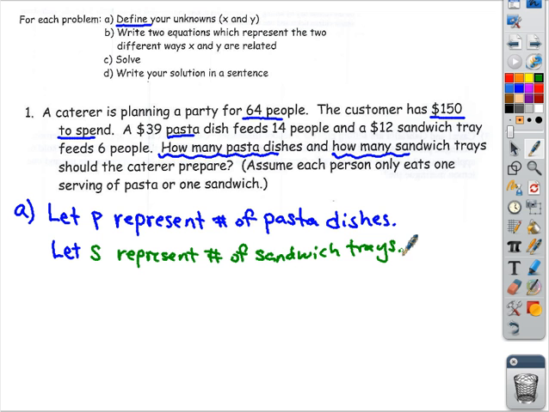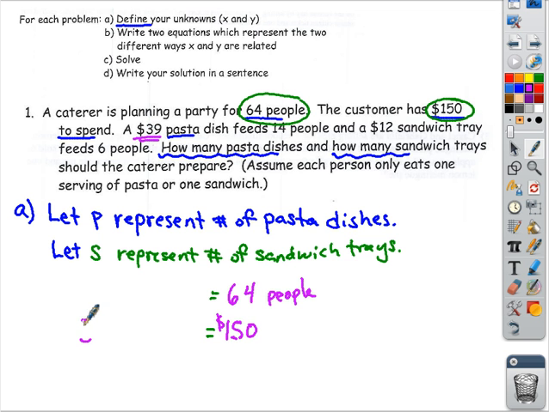Okay, now that we have our variables established, we want to look for our totals. We want to write 2 equations that represent the 2 different ways that x and y are related. In our case, P and S are related. So I've got 2 totals. I can just set up my totals. I know that there are 64 total people that we need to feed. So I'm going to actually write people because it's going to help me organize my data. And then $150 to spend. So $150. So that's got my units as well. So we have a lot of information here. A $39 pasta dish. So my cost is going to go with my cost. $39 is what it costs.